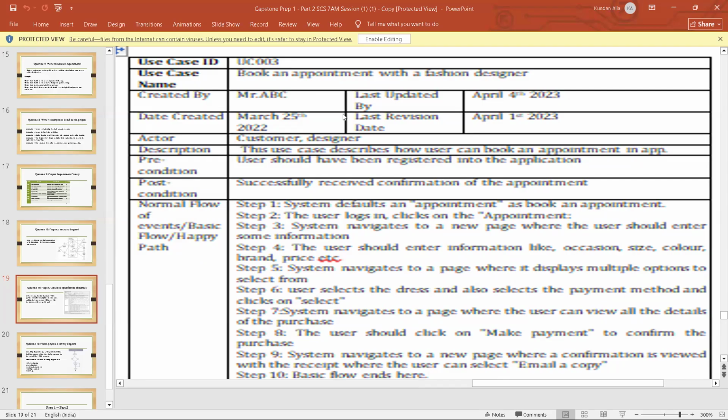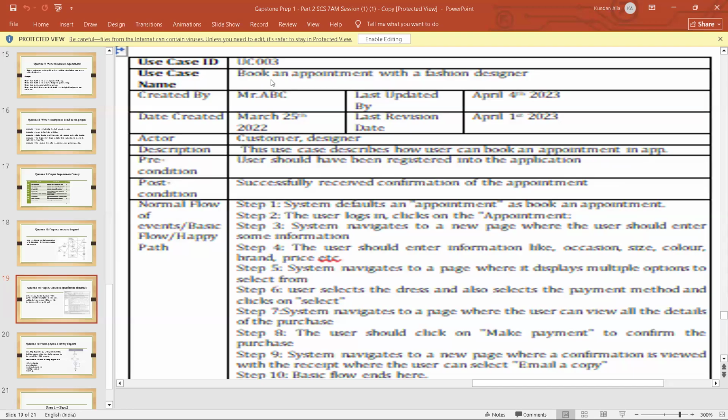After filling all these details, coming to the actors. So the customer and designer will be interacting with this use case. How? The customer will be booking an appointment with the fashion designer, and the designer will be giving his reply. Later on, he will be interacting with the customer based on the fashion. Okay. So the description is: this use case describes how a user can book an appointment in the app.